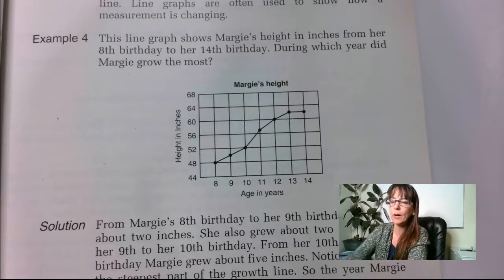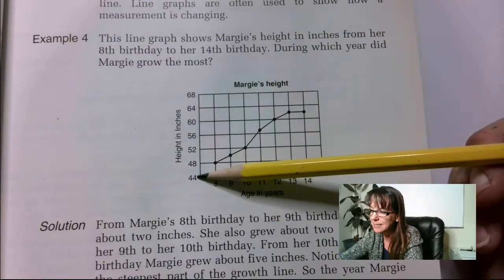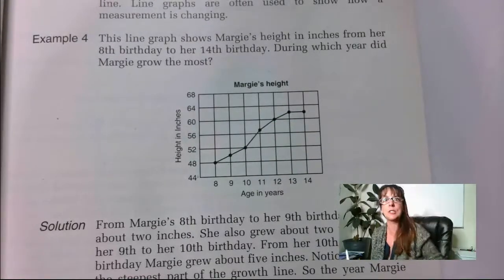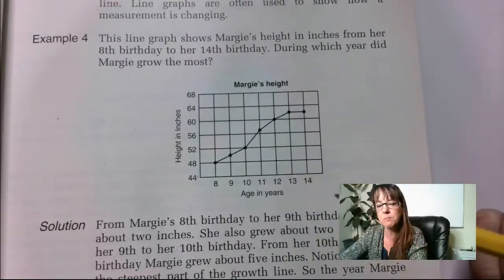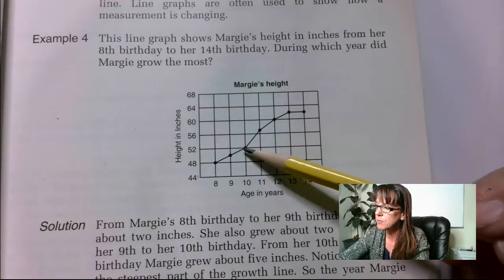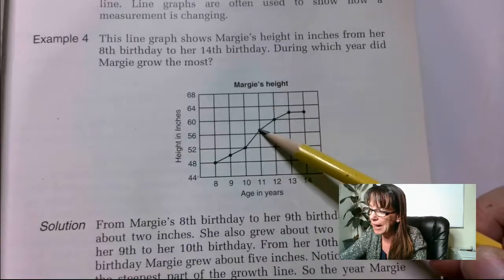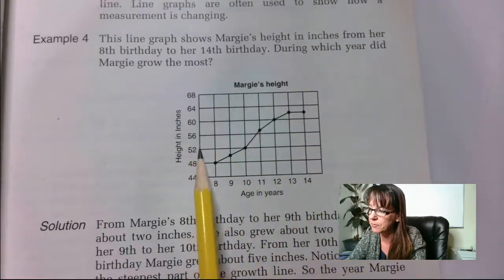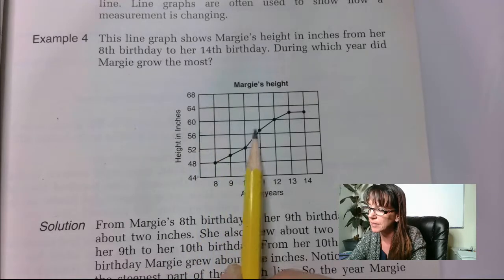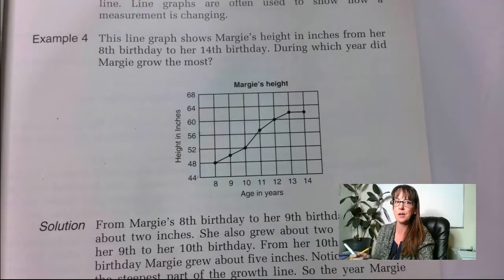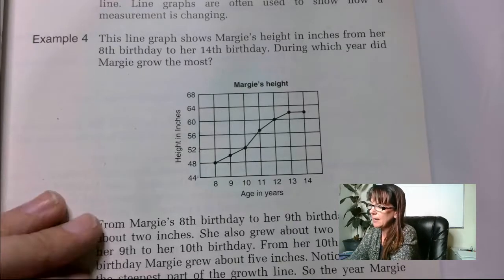What we're looking for is where did she grow the most? Well, since the height goes up in chunks, we want to see the year where she skyrocketed up. And to me, just eyeballing this, it looks like here. Between her 10th birthday and her 11th birthday, she grew about 5 inches, because she went from 52 to about 57, I would think. So that seems to be the highest growth. Let's take a look. And sure enough, at the bottom it says the year she was 10.